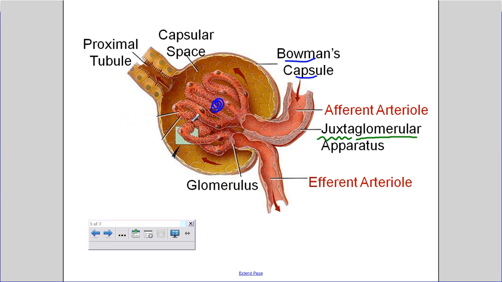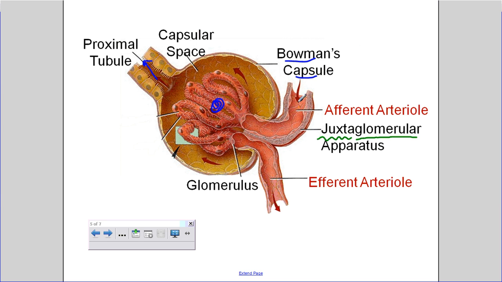Okay, Bowman's capsule is going to catch the filtrate, whatever is being pushed out or forced out of the glomerulus. There's a space in here, so they call it the capsular space. I'm not too concerned that you know that term, but it's not very hard. And then this right here is just showing that the filtrate would travel this way into the proximal tubule. So this is part of the proximal tubule.